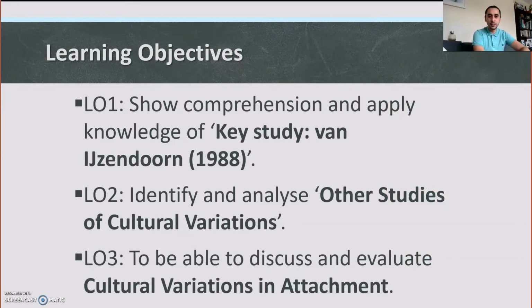Number 1, show comprehension and apply knowledge of the key study done by Van Ijzendoorn in 1988. Learning objective 2, identify and analyze other studies of cultural variations. And then learning objective 3, to be able to discuss and evaluate cultural variations in attachment. Let's start with learning objective 1.